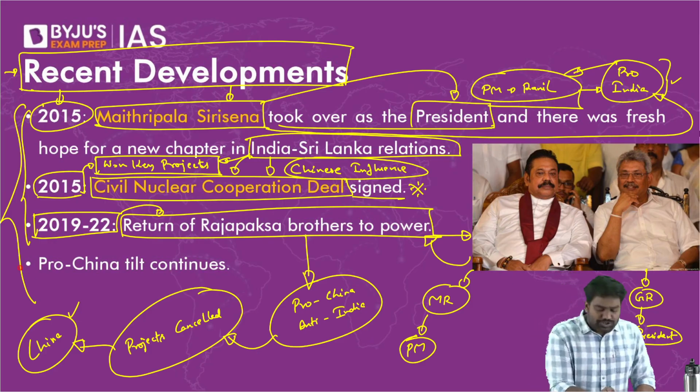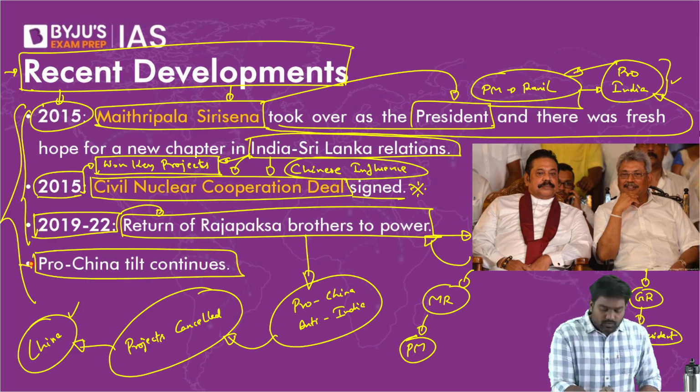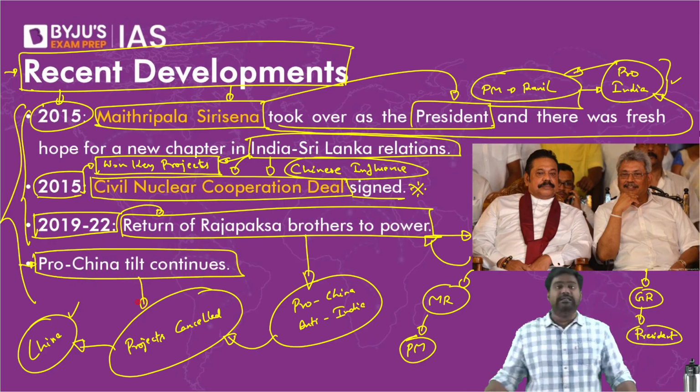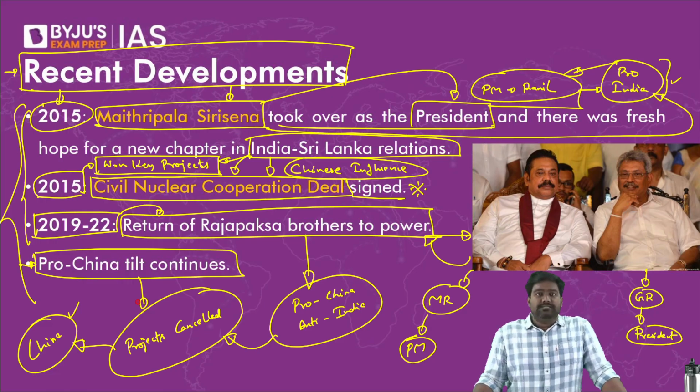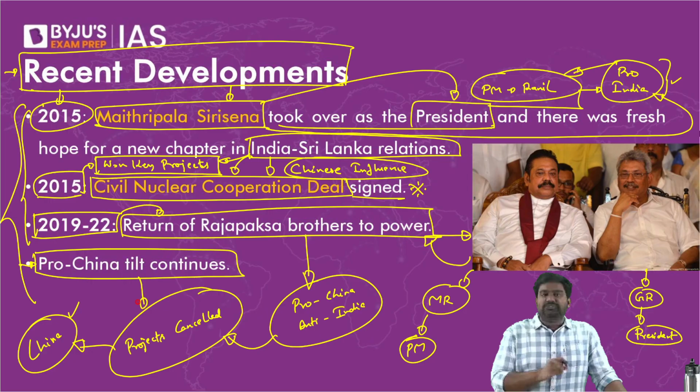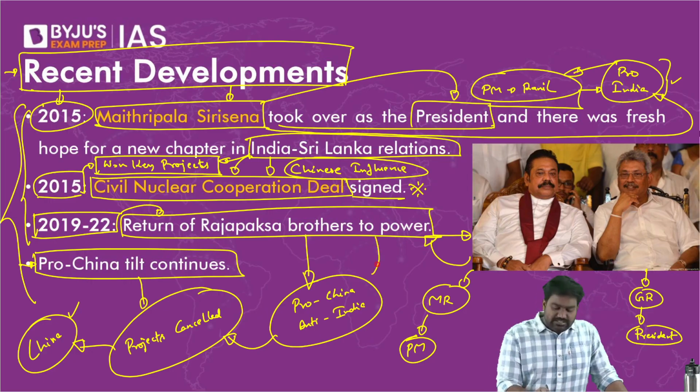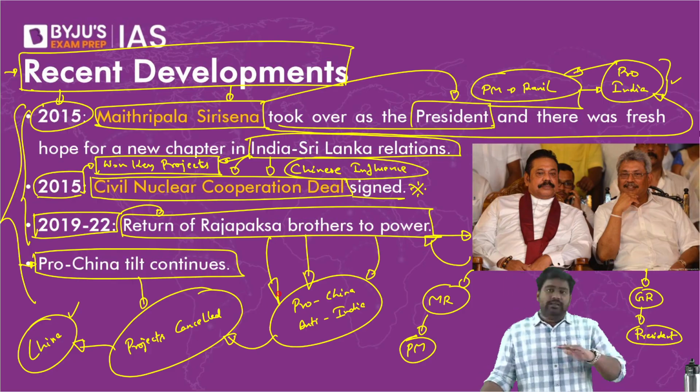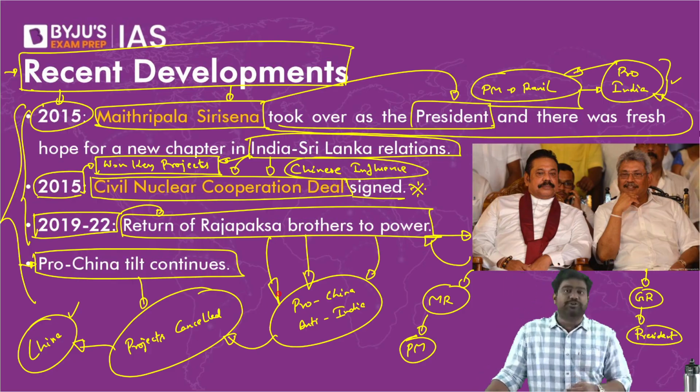A clear pro-China tilt emerged again, which threatened Indian interests and Indian influence. Is that clear? I'll show you a map later. I'll come to it at the last part of this chapter. We'll discuss the Indian and Chinese projects in Sri Lanka. I'll show you how we are in competition, constant competition in Sri Lanka.